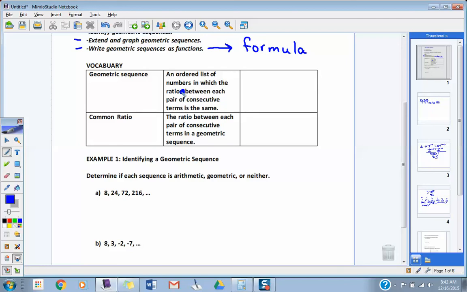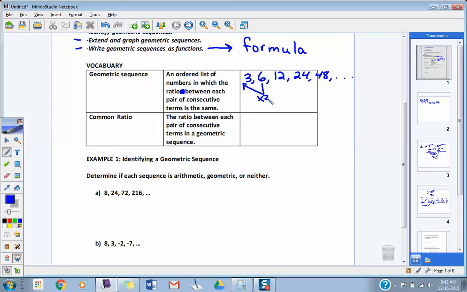So I'm going to go back to that pattern that we had. We had 3, 6. What was after the 6, you guys remember? And after 12 was 48, and I'm just going to put dot, dot, dot, meaning it goes on forever. It says an ordered list in which the ratio between each pair of consecutive terms is the same. In other words, what is 6 divided by 3 here? 2. So we're multiplying by 2 each time to go from term to term. All right, so that common ratio would be a 2.